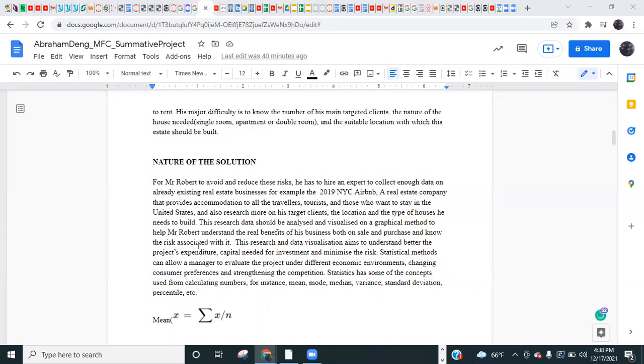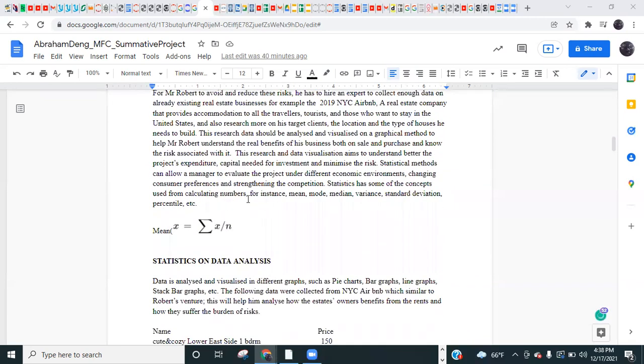In this research, the aim is to collect the data and visualize it so that we understand the project expenditure, the capital needed for investment, and minimize the risk. Statistical methods can allow a manager to evaluate the project under different economic environments, changing consumer preferences, and strengthening competition.